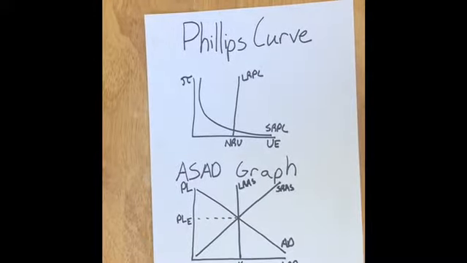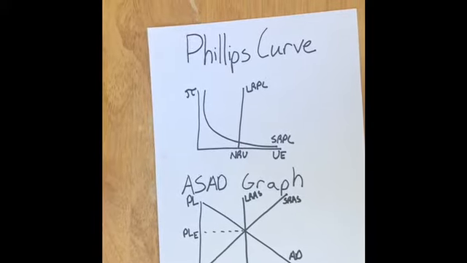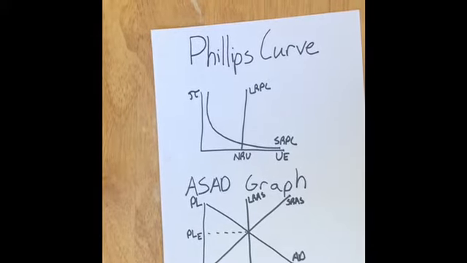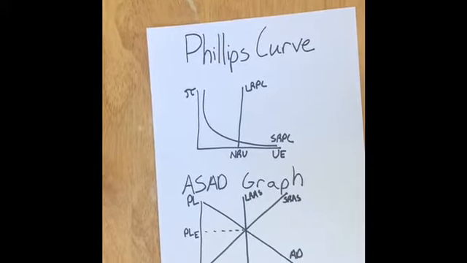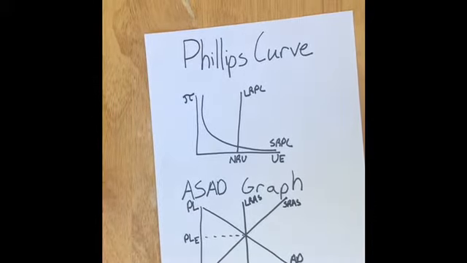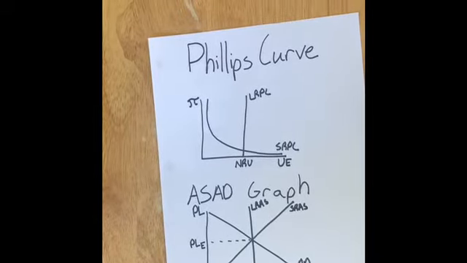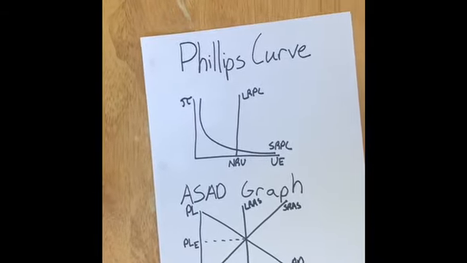All right, now we are going to go over the shifts on the Phillips curve. This is caused by a change on the aggregate supply and aggregate demand graph. The shifts on the Phillips curve and aggregate supply and aggregate demand graph are mirror images of each other, meaning that if one moves to the right, the other will move to the left and vice versa.